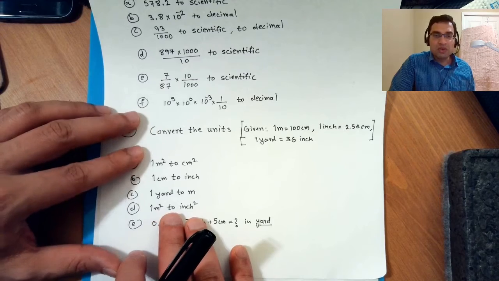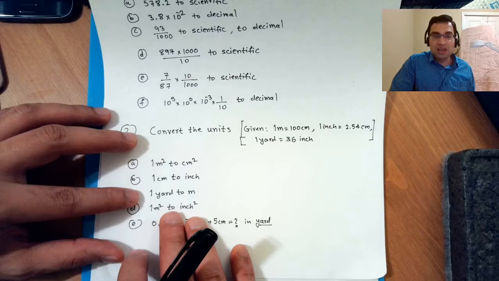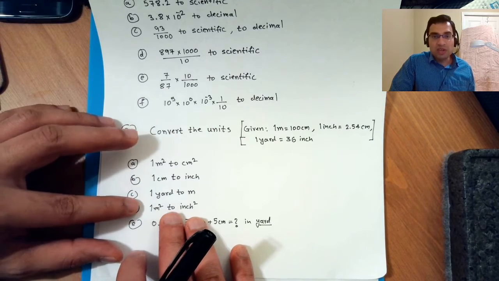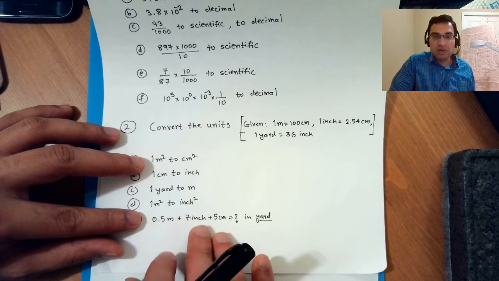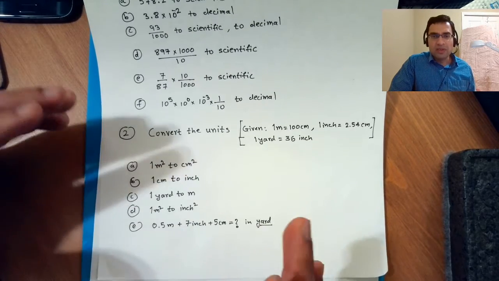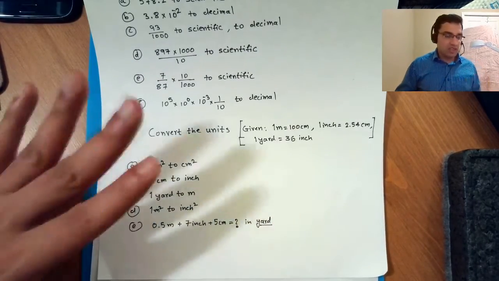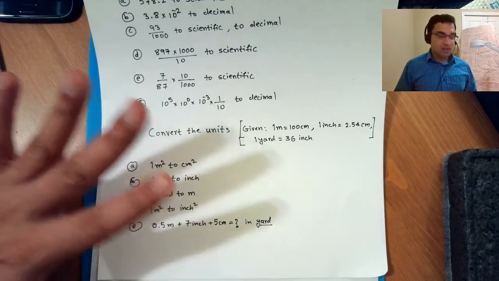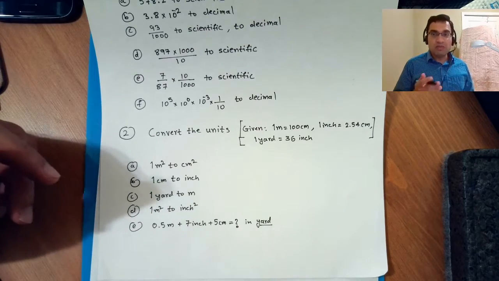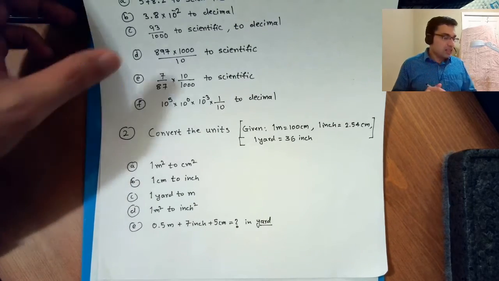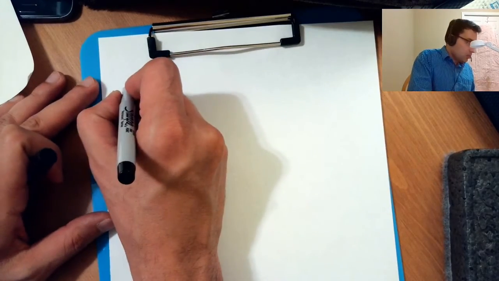So what am I asking you to do? 1 meter square converted to centimeter square, 1 centimeter converted to inch, yard to meter, meter square to inch square, and then I have some combination of meter, inch, and centimeter and express it in yard. So here they're all distances. Okay, so we're only going to talk about distances, but these are really good representatives of the type of unit conversion problems you'll encounter in physics. All right, let's get started then. This is the unit conversion. So problem number 2.